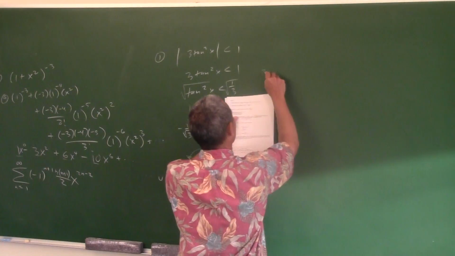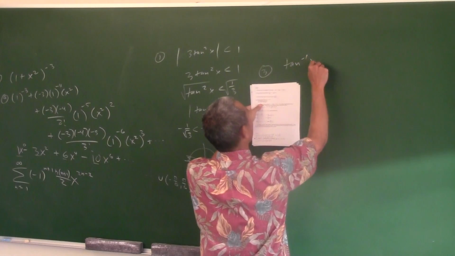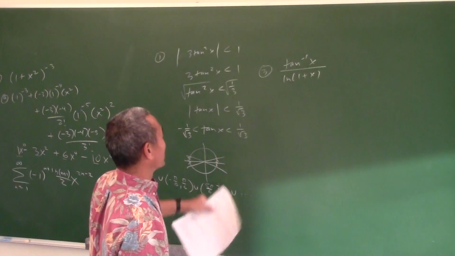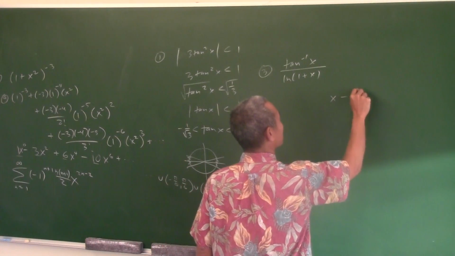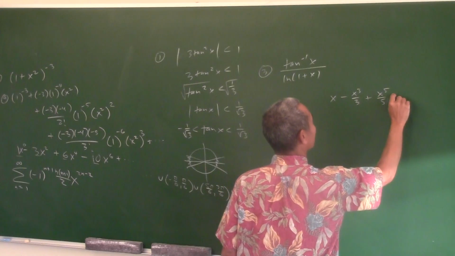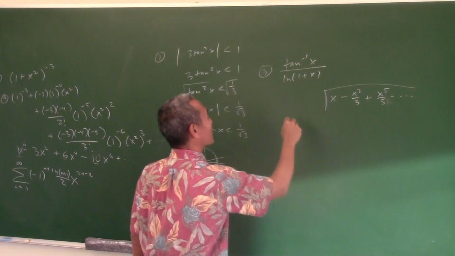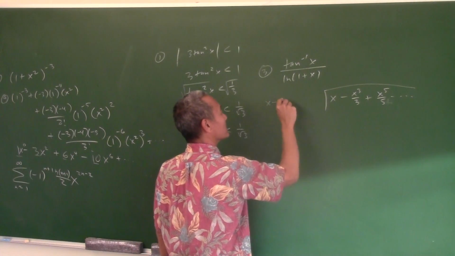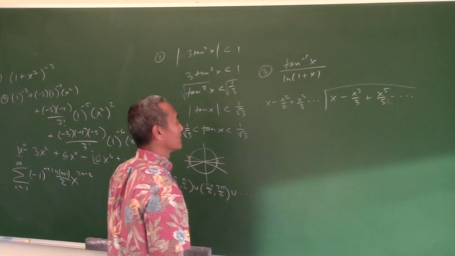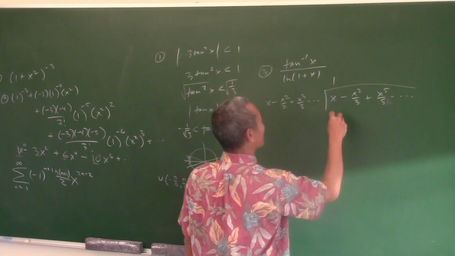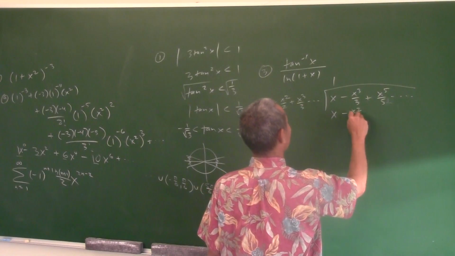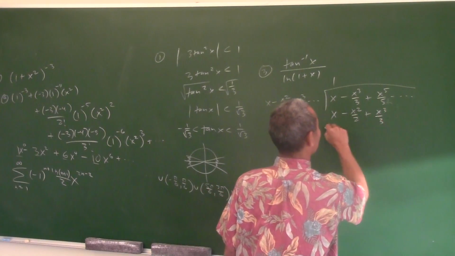Okay, next, number 3. This looks like a long division exercise again. Write the first 3 terms of this power series. So tan inverse x is x minus x cubed over 3 plus x to the 5 over 5, right? Odd function. And we're going to divide that by natural log 1 plus x, which is x minus x squared over 2 plus x cubed over 3. Hopefully we don't need any more. X goes into x how many times? 1. Come on, the first one is so easy. Multiply 1 times the divisor: x minus x squared over 2 plus x cubed over 3.